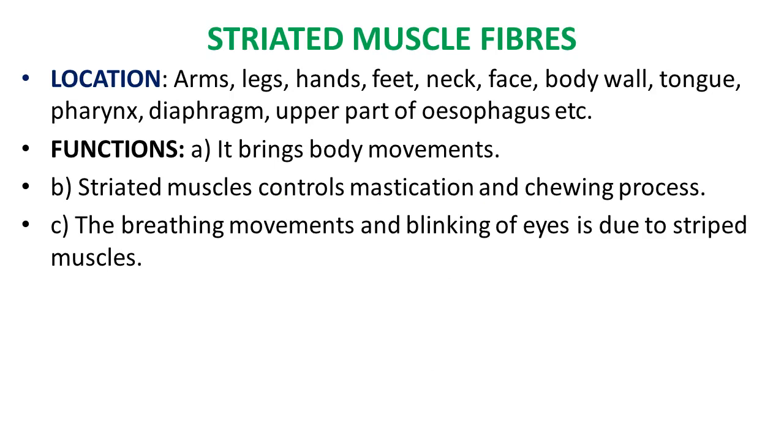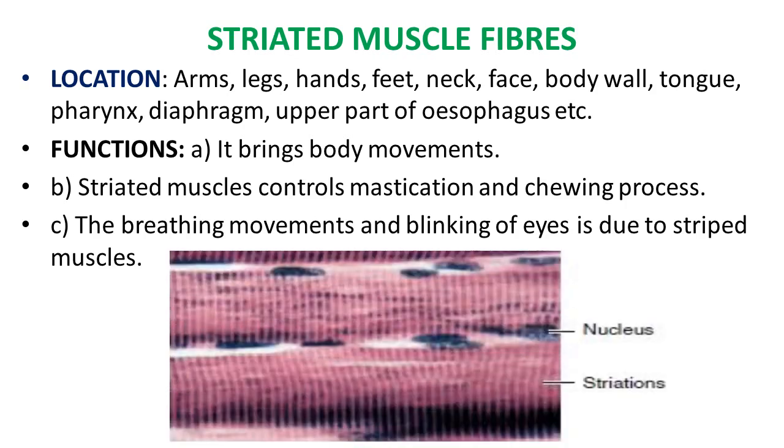In all these areas we can see striated muscle fibers, and their main function is to bring about body movements, control mastication and the chewing process, bring about the breathing movement, and even the blinking of the eyes is due to this striated muscle. You can see the image of this striated muscle. As I already said, it is cylindrical in nature, and you can see the oval shaped nuclei present towards the peripheral region, and you can see the stripes here. That's why it is called striations, or striated muscles.